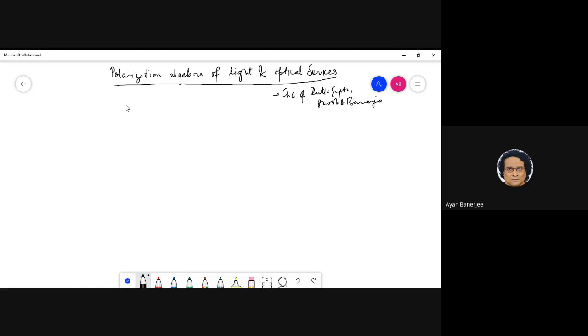This part I will go over a bit quickly, but the most basic depiction of polarization of an electric field is given by the Jones algebra. And how does that work?